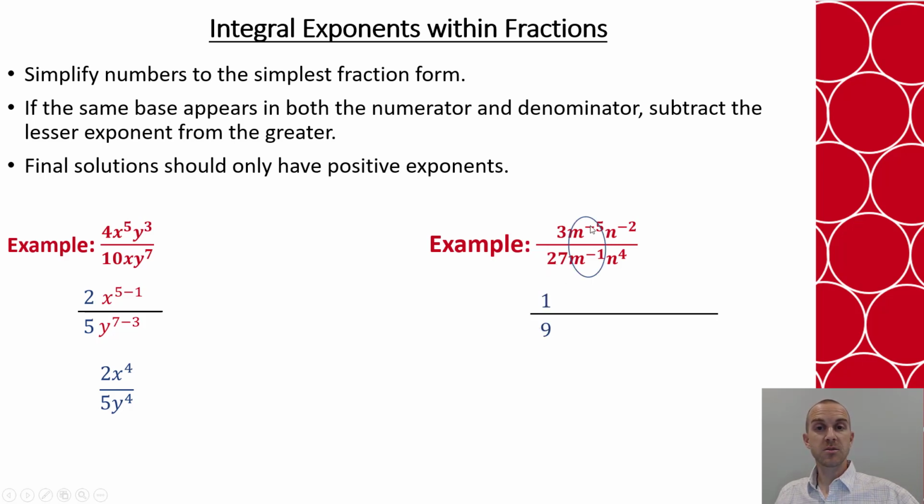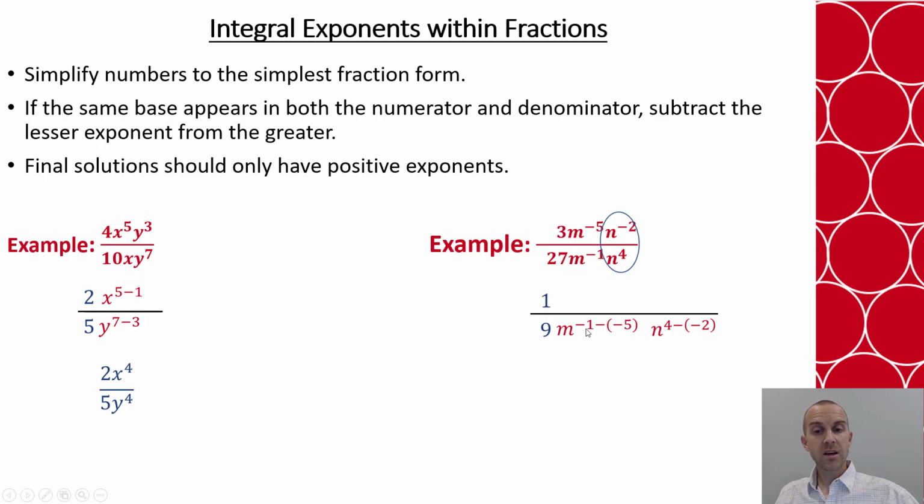Now I'll look at my m's, and this is important. Negative 1 is actually greater than negative 5. So I will place this in the denominator, subtracting the negative 5. Same thing with my n's. I have a positive 4 in the denominator and a negative 2, so I'm going to subtract that negative 2 in the denominator. Now pay very close attention as you subtract a negative, because that really becomes plus a positive.